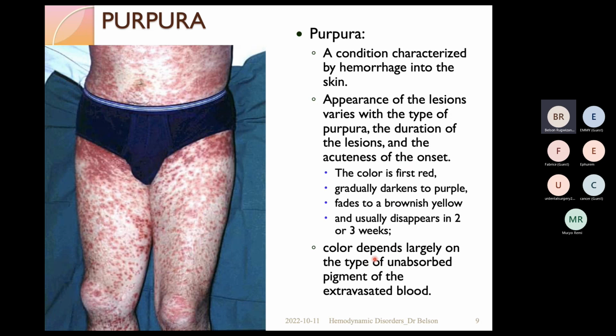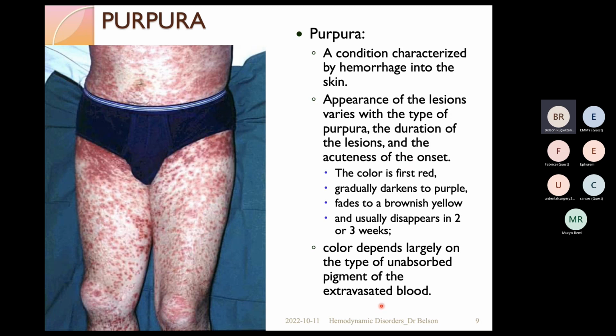And the color depends largely on the type of unabsorbed pigment of the extravasated blood. So this is what I was explaining. So if there's bilirubin, if it is not yet bilirubin, the color depends on this. So these also are very important.